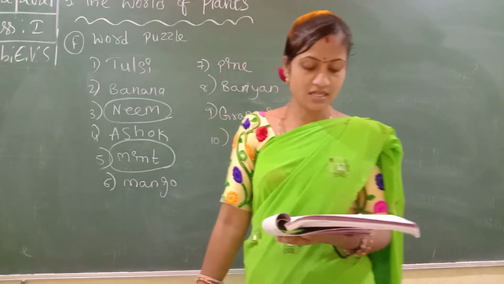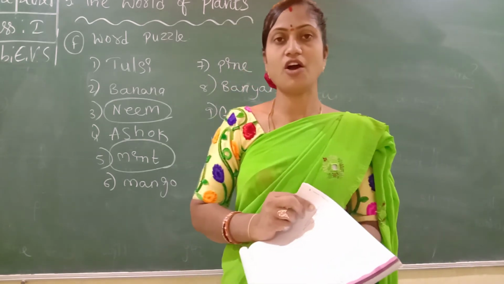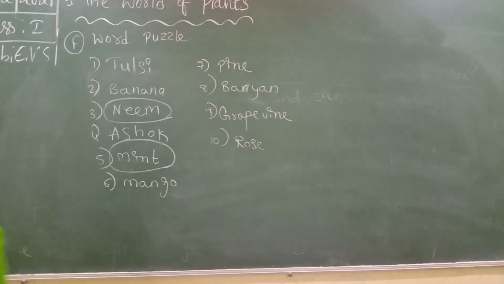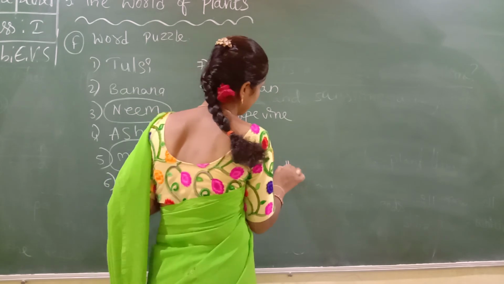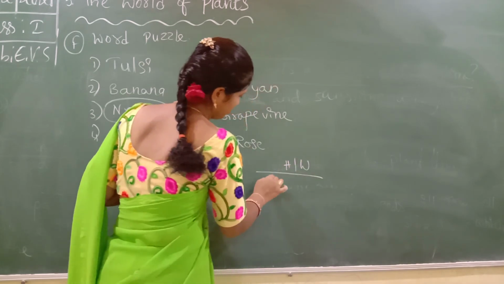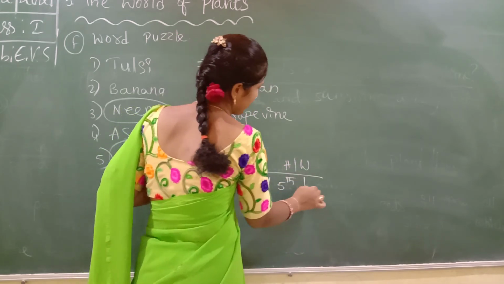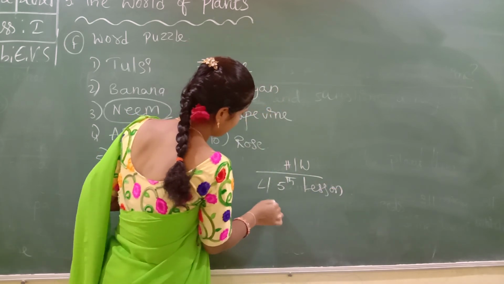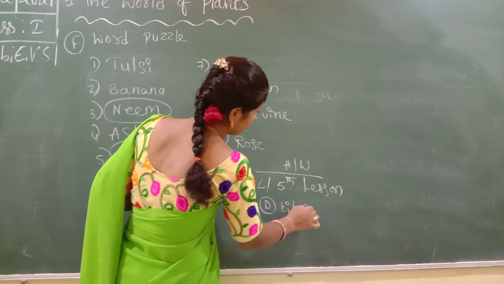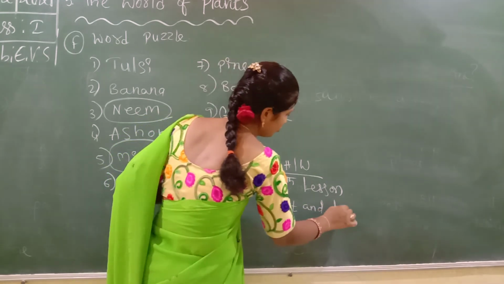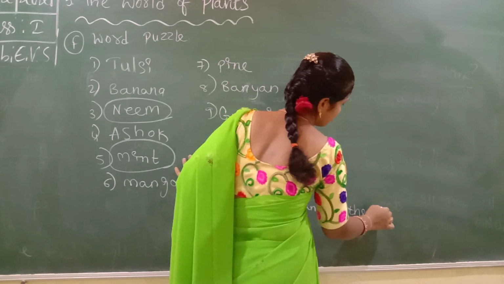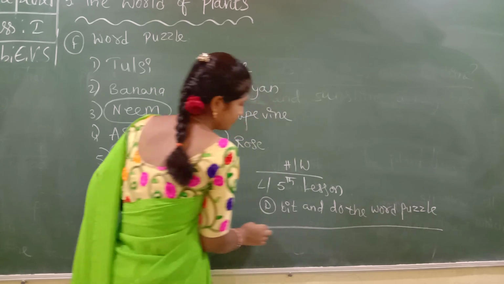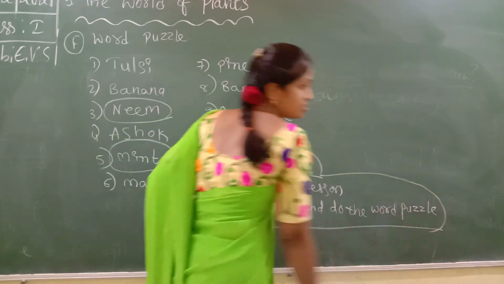Okay children, so this is your homework. Just find out the D bit. Learn the 5th lesson, D bit, and do the word puzzle. This is your homework.